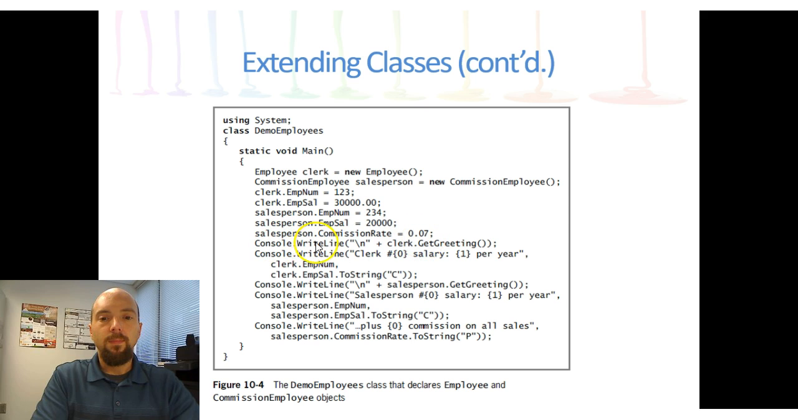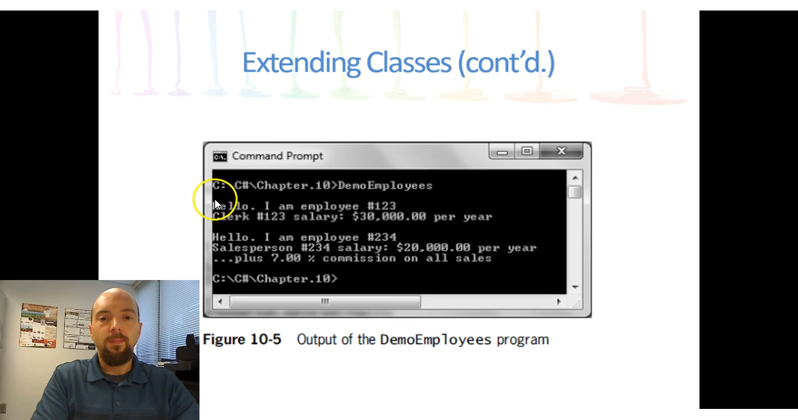Then if we go back and want to write this out, we can state clerk.getGreeting, so we display the message for the clerk. And then the clerk number and salary, so that's their employee number and their salary formatted as a currency string. It will display that out to the screen, and then we can do the same thing for the other employee, but we also have the ability here to state their commission rate. So what would happen is we get, hello, I'm an employee 123. This is our clerk. Clerk number 123, salary is $30,000 per year. That's all that is made up for the clerk. But our commission employee also has an employee ID number. Our commission employee also has a salary, but on top of that, they also have a commission rate.